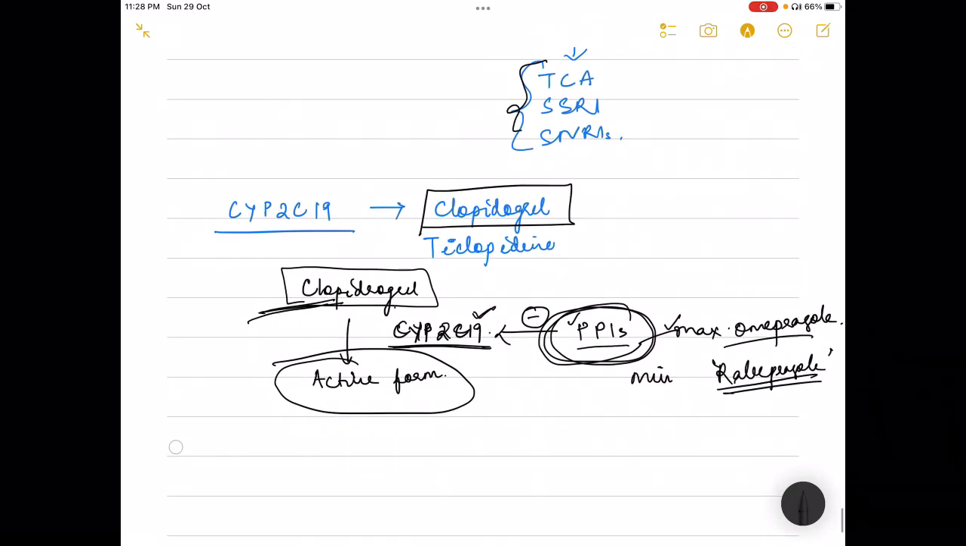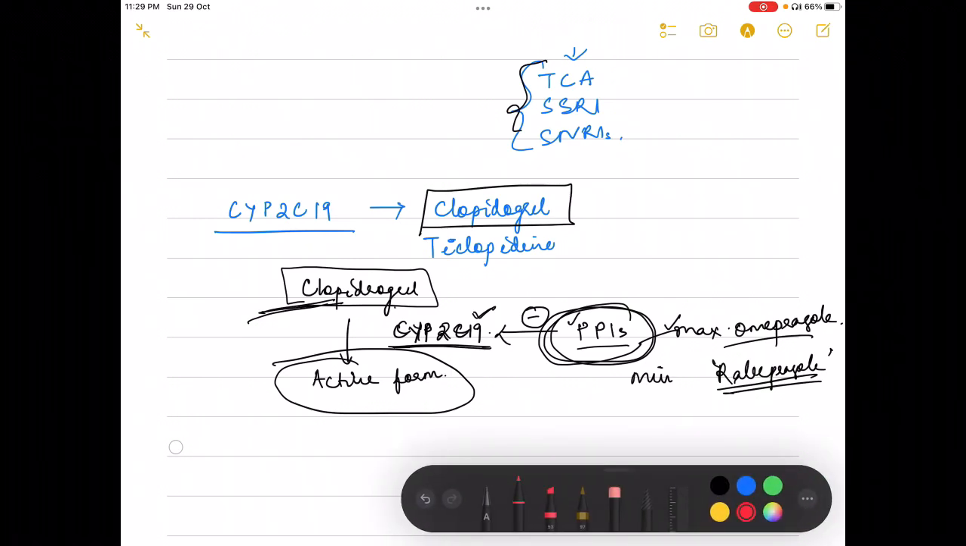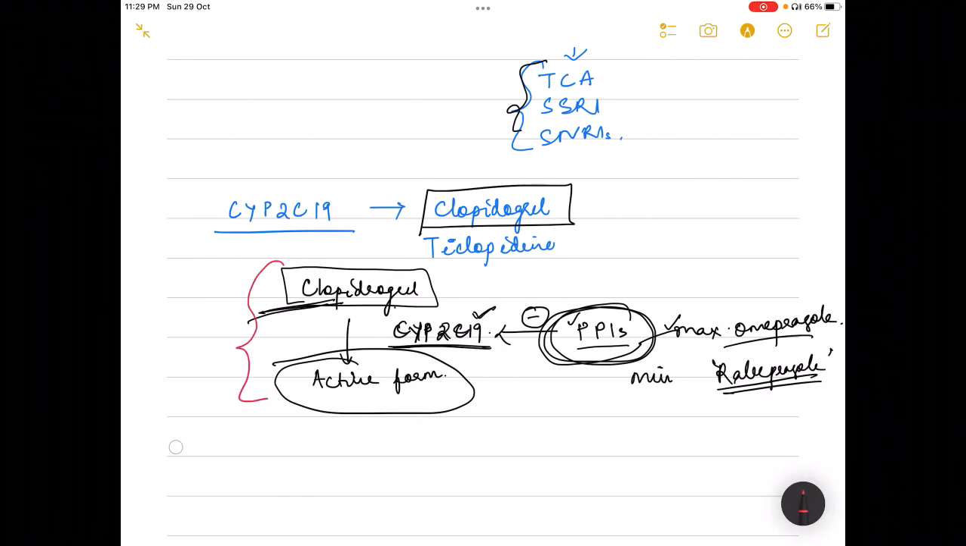Then CYP2C19, there are two important drugs which are metabolized by CYP2C19, that are clopidogrel and ticlopidine, and another important drug interaction takes place with them. Okay, clopidogrel, whenever it is given along with PPIs, there will be therapeutic failure of clopidogrel because of inhibition of CYP2C19. So that's all. Thank you.